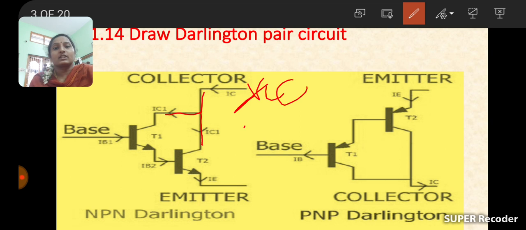So this is the construction of the NPN Darlington pair. Coming to the working, whatever input voltage is applied across the base of T1 is amplified and given to the base.